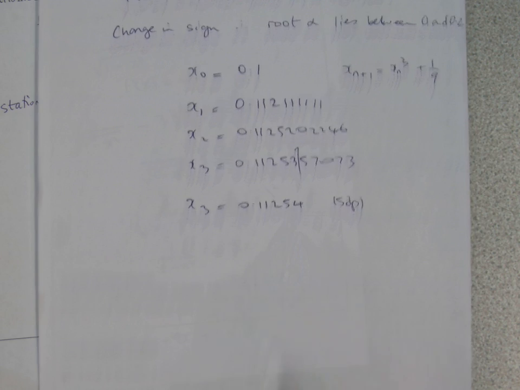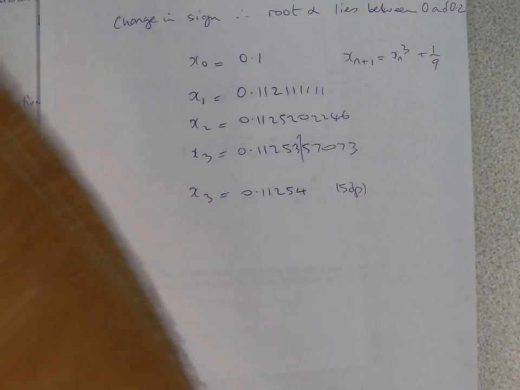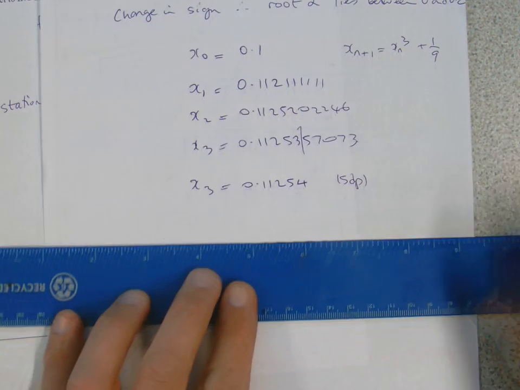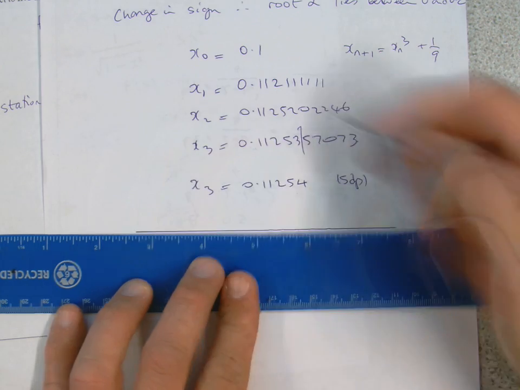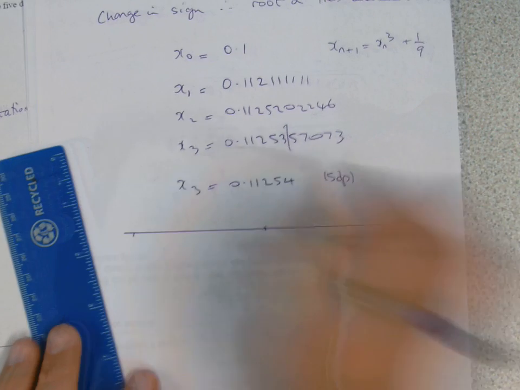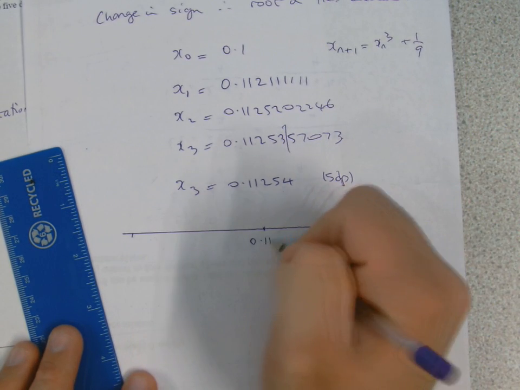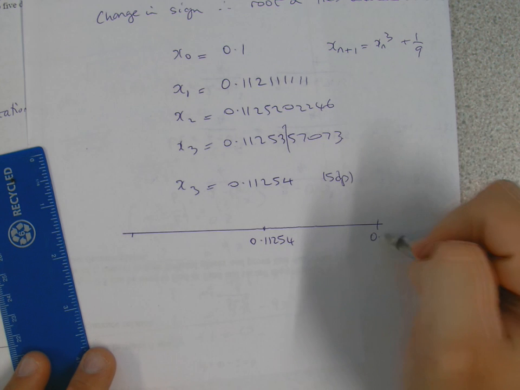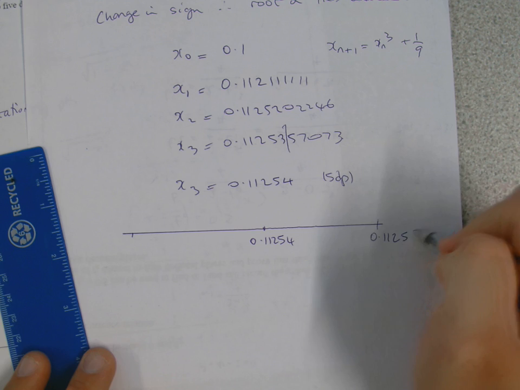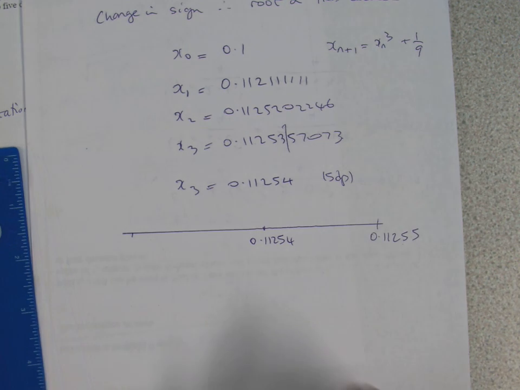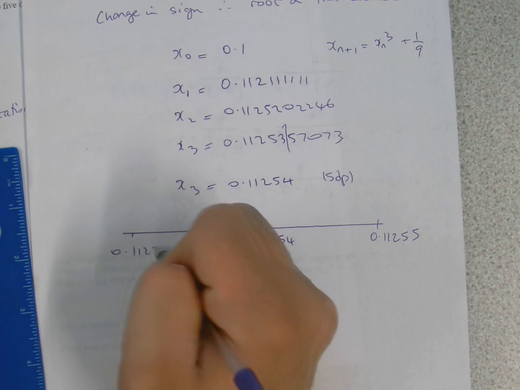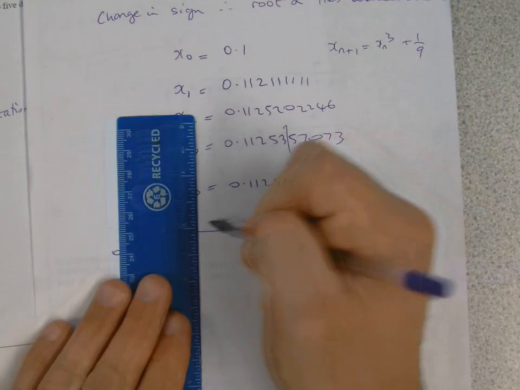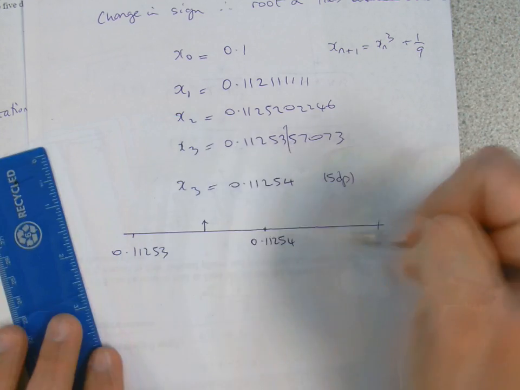So what we do is quite simply we draw a number line. Now we want to prove that this is the correct value to 5 decimal places. So the next one to 5 decimal places, of course, would have been 0.11255, and the one before would be 0.11253. What you do then is you check the ones in the middle.